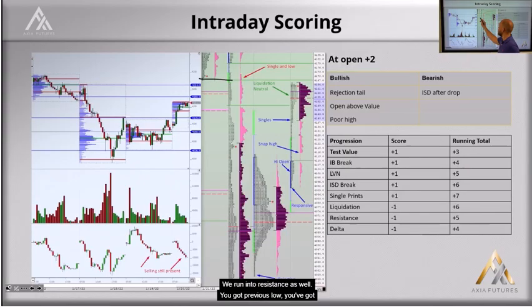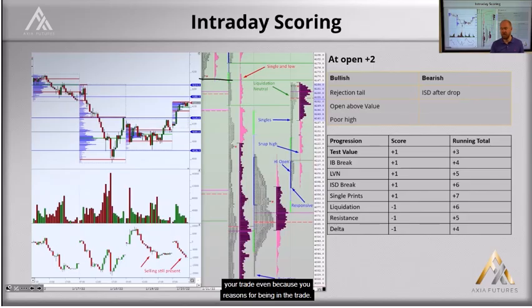You've got previous low, you've got single prints. You're starting to hit up onto resistance, another minus. You also have delta, which throughout this move up has actually continued to fall, another minus. So what this is enabling you to do then is, just from scoring, it's saying you need to reduce your position, get out of your trade even.